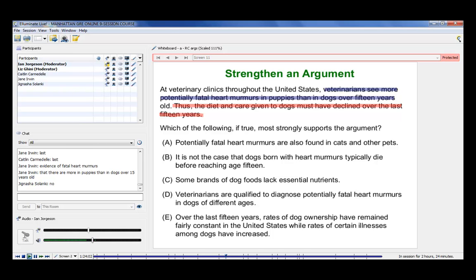What are we really comparing when we compare puppies to old dogs? Are we actually comparing what's happened in the last 15 years, or are we comparing 2 very different populations? That's a problem here. All right, I'm going to give you guys an analogous argument. Let me ask you a question.